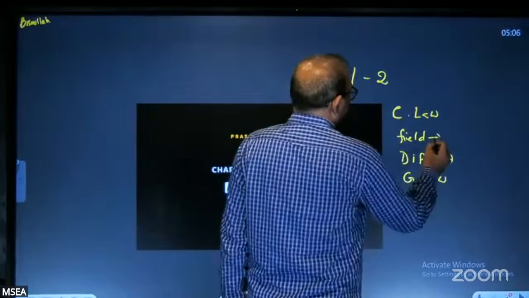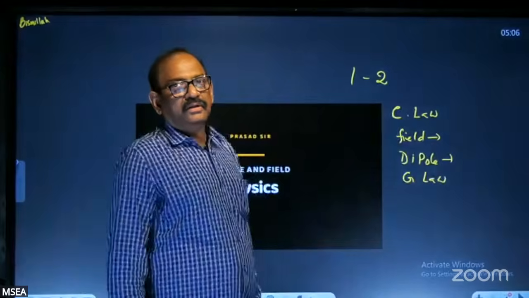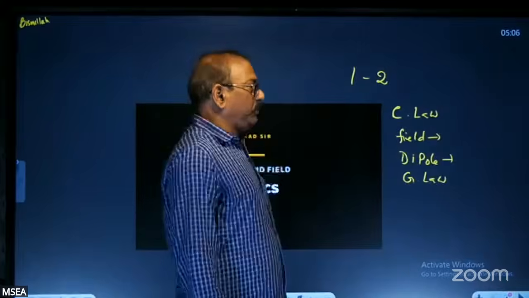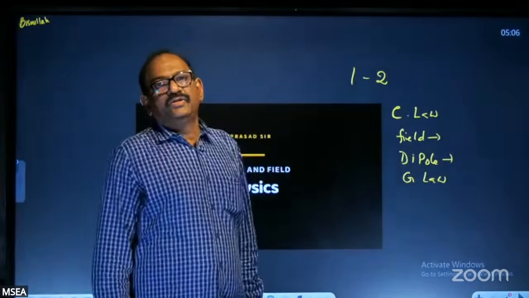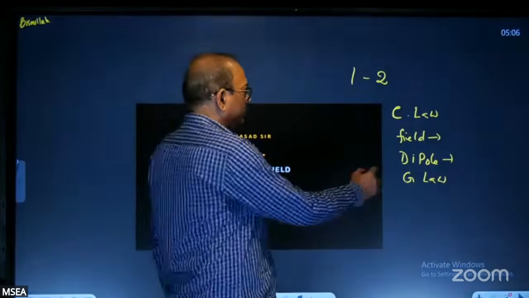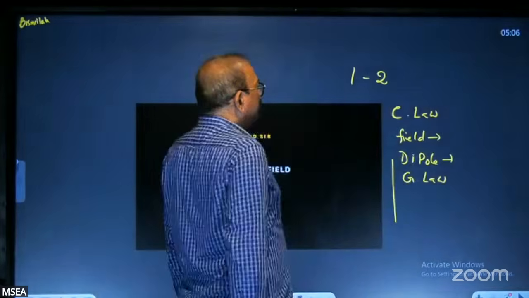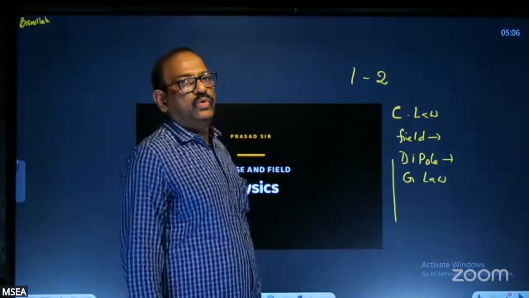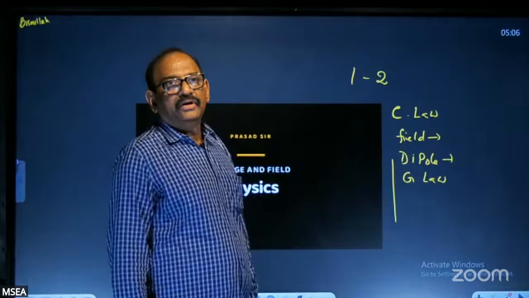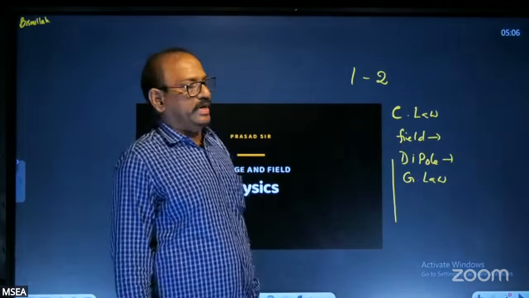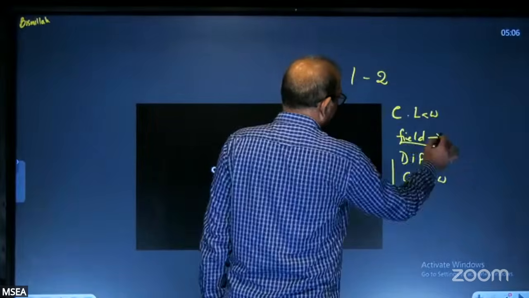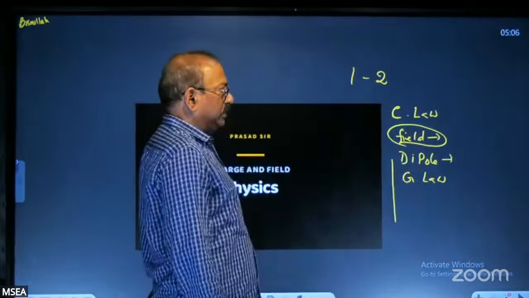And in this field, intensity of field due to a point charge, intensity of field due to a linear charge distribution, that is a charged wire, intensity of the field due to a charged plane sheet, intensity of the field due to a spherical charge distribution. These areas you have to focus on in this field, electric field.